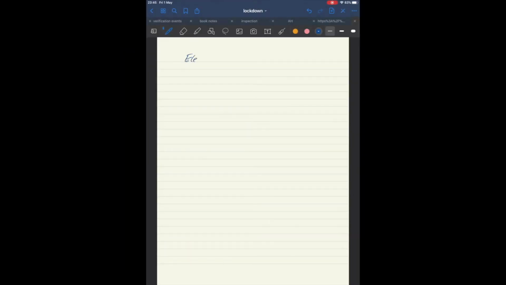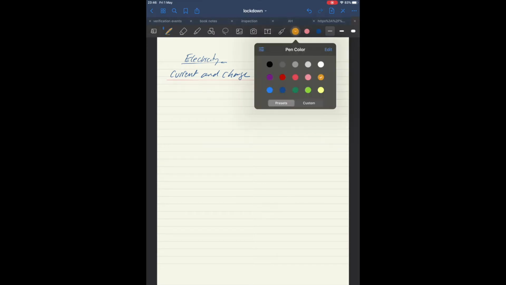So there's electricity, the very start of it, and we're going to look at current and charge. Now, you have met current before when you were in first year, and if you remember, don't worry too much if you don't, because I'm going to do it at length now.